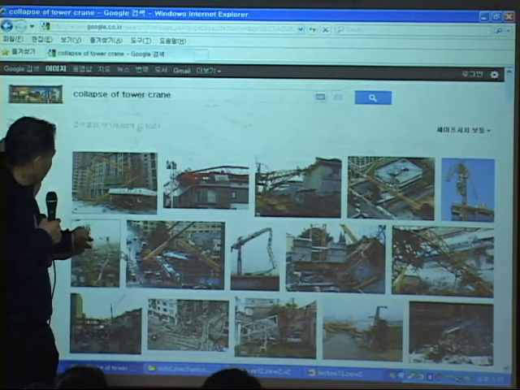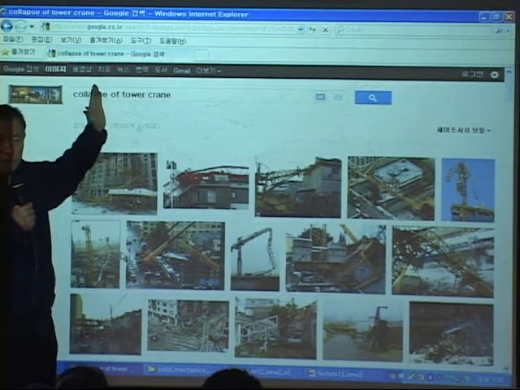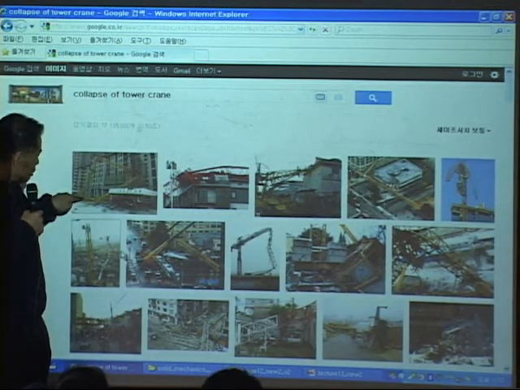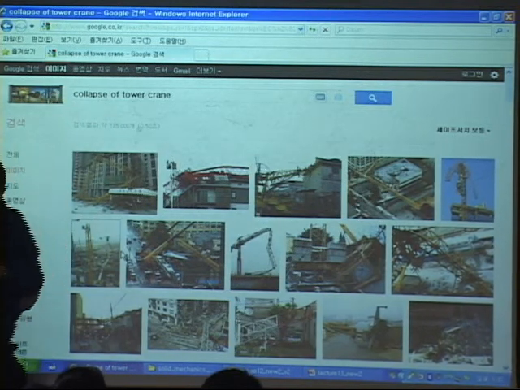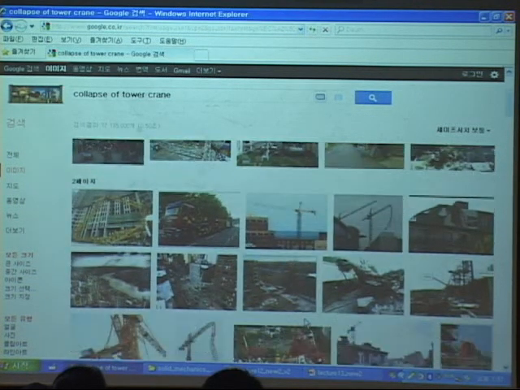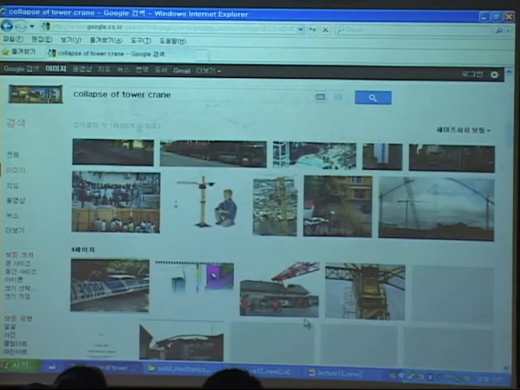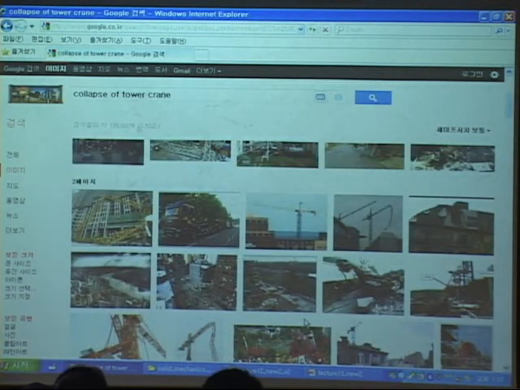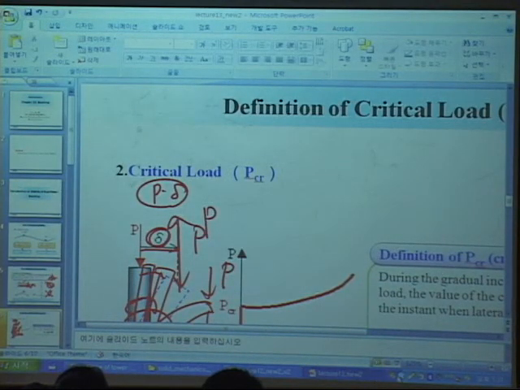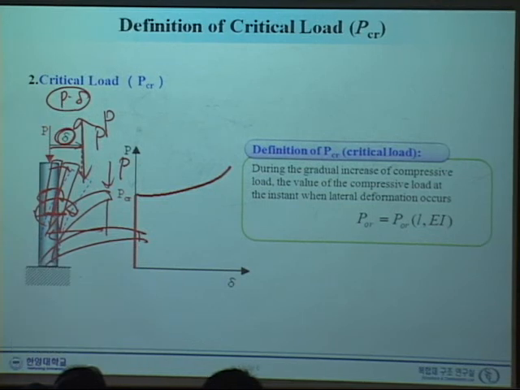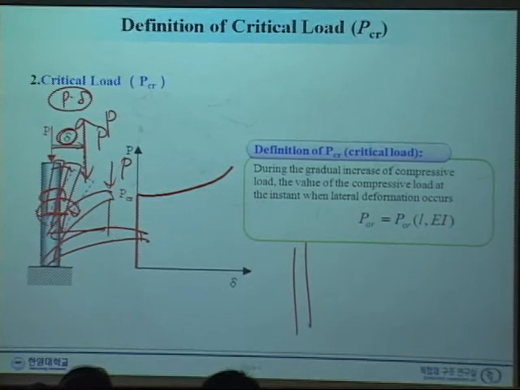What happened is that, let's say we have this vertical member, and simply it is subject to some compressive load, and take a look at each bar. You cannot see well, but well, you got the idea, and then I will go back to this slide and explain the collapse of the tower crane. And we have tower cranes like that.